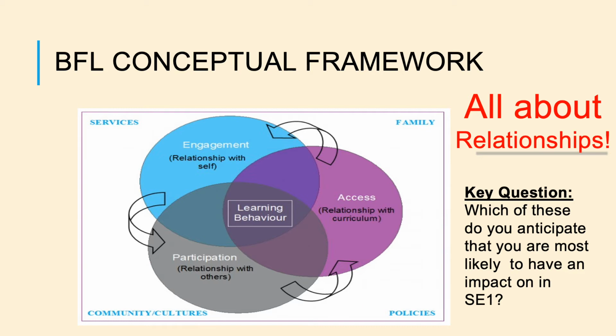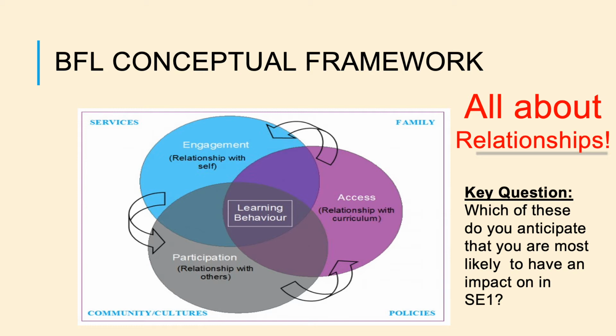For modeling purposes, you can see here that the three types of relationships, the relationship with self, the curriculum, and others, are all housed within this triangle of school context. However, there are external factors that the conceptual framework considers, such as family, wider policies in school or society, culture, community, and outside factors.